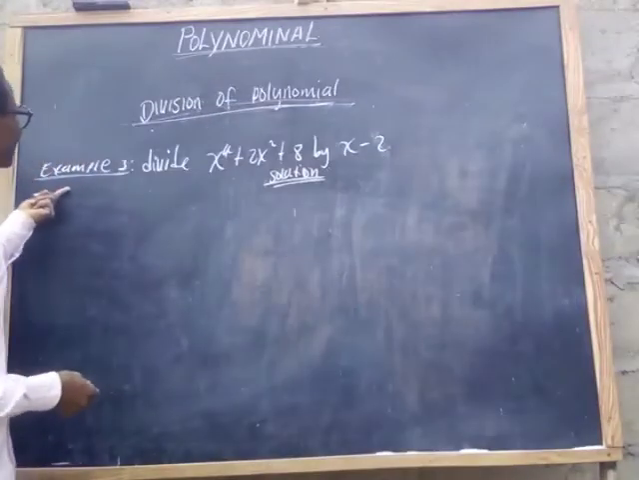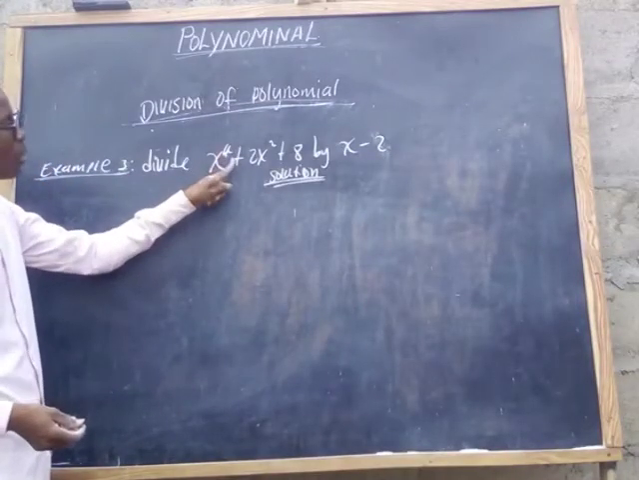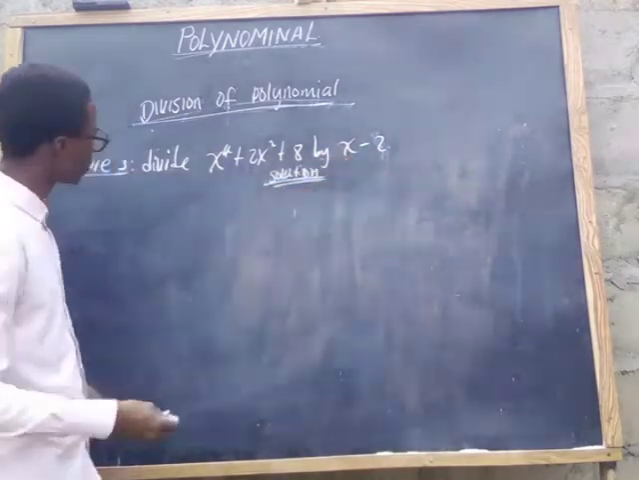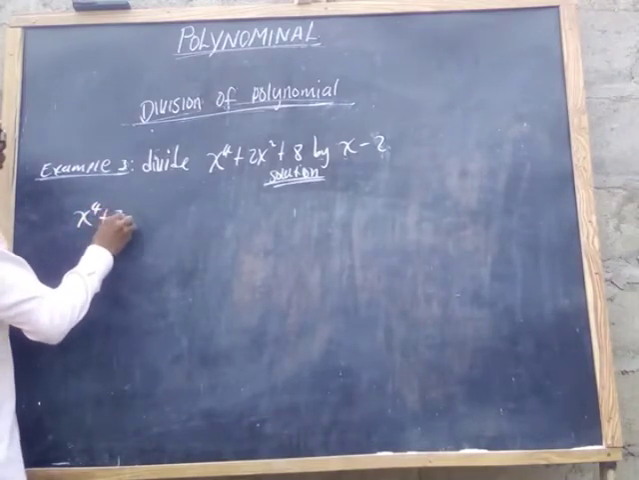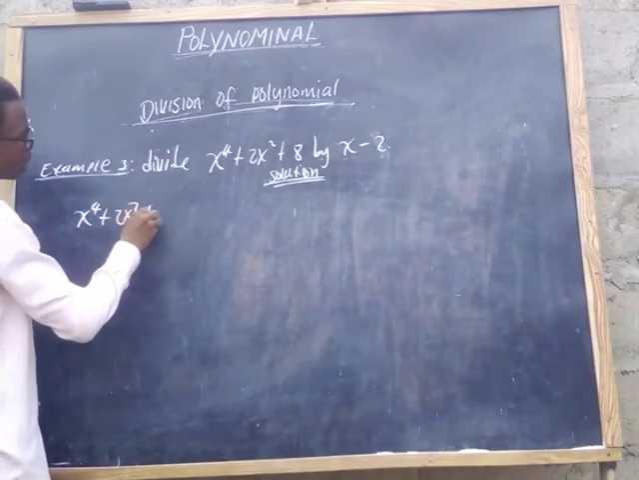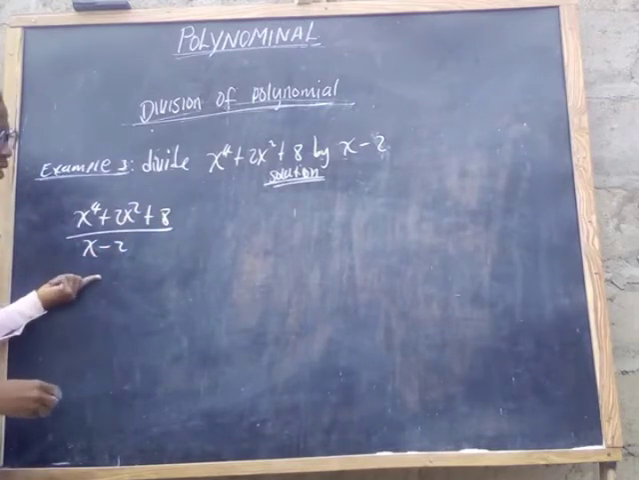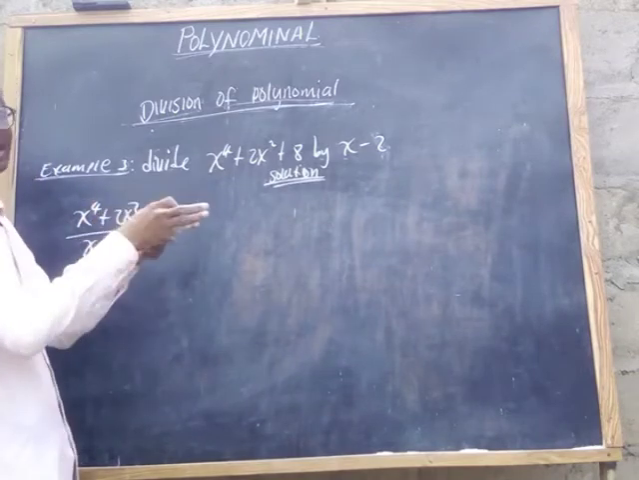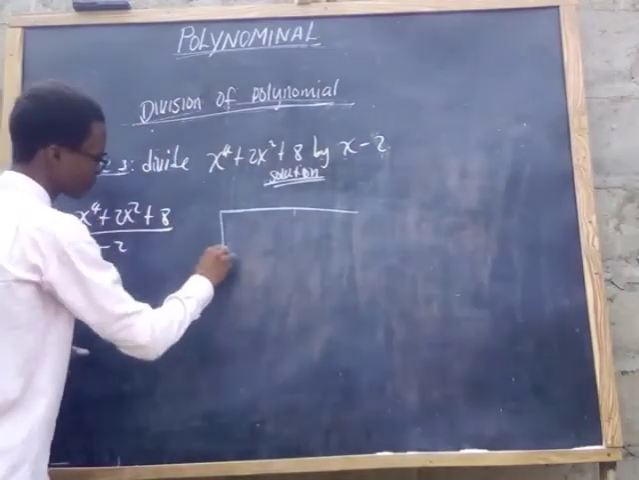Example 3. Example 3 says, divide x to the fourth plus 2x squared plus 8 by what? x minus 2. Good. So you can set it like this. x to the fourth plus 2x squared plus 8 divided by what? x minus 2. Do you see it? So after setting it this way, you know that the numerator is supposed to be inside and the denominator is supposed to be outside.